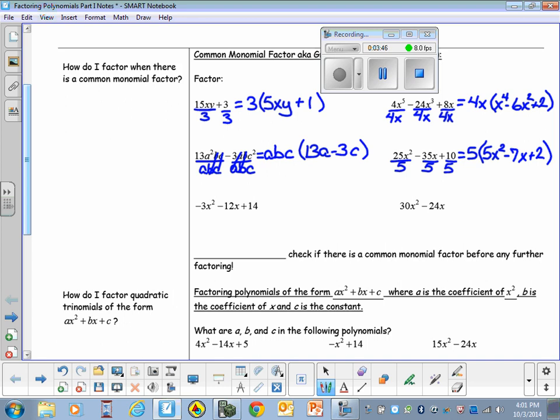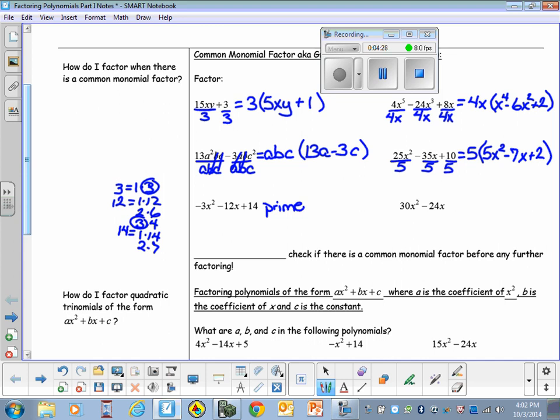Next up, negative 3, negative 12, and 14. Well, let's see. 3 is 1 times 3. 12 is 1 times 12, 2 times 6, 3 times 4. Maybe the 3's? 14 is 1 times 14, 2 times 7. I don't have a 3 with the 14. So there's no number I can pull out. I've got an x squared, an x, but no x with the last one. So this one, we call it prime because we can't factor anything.